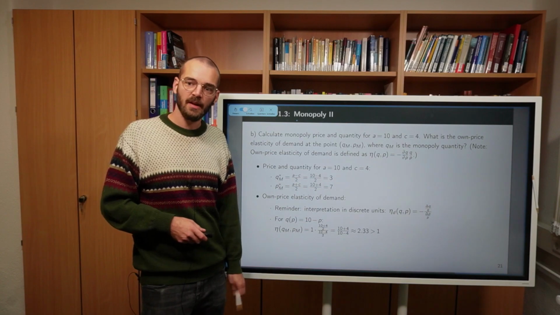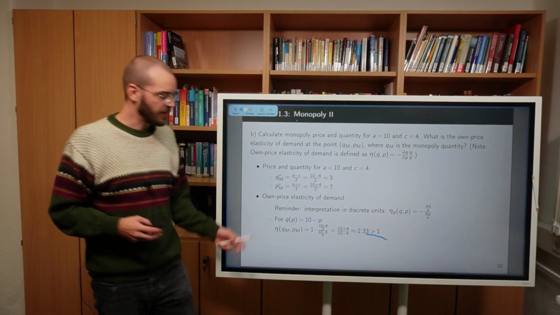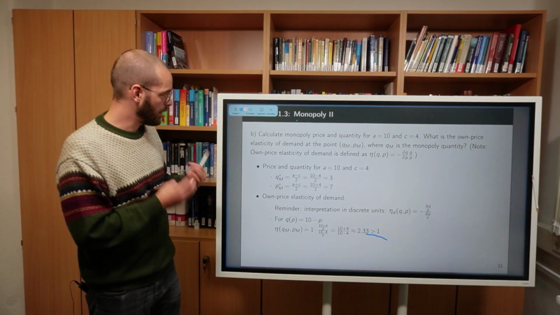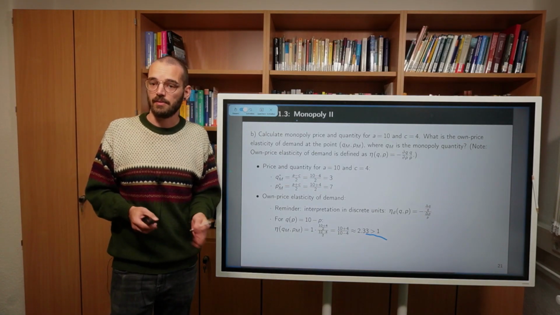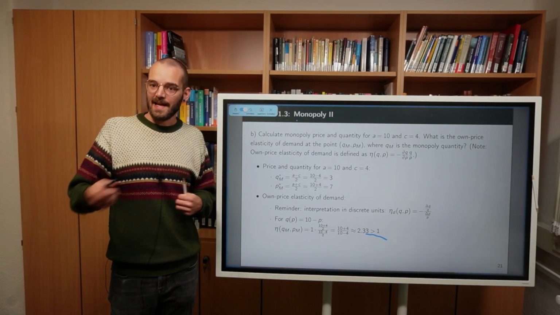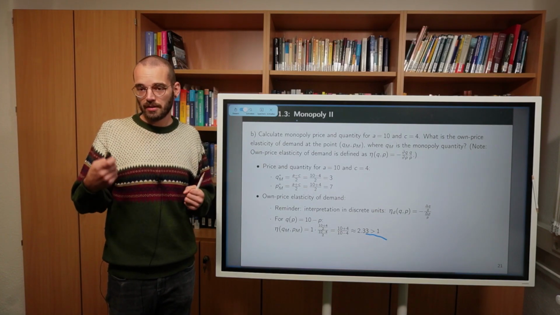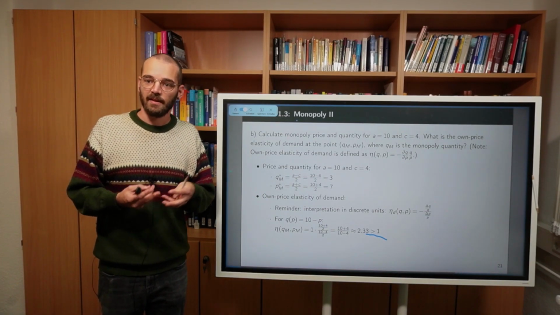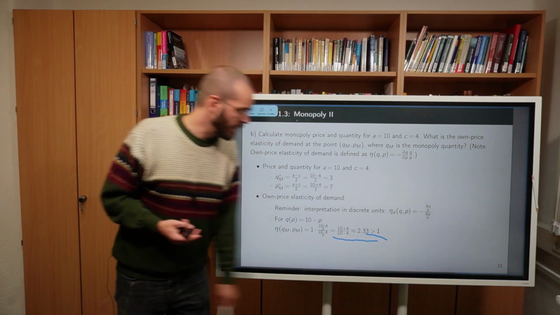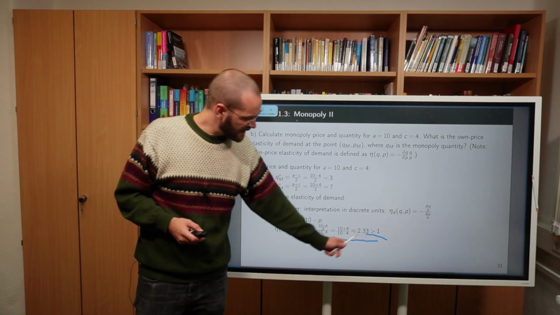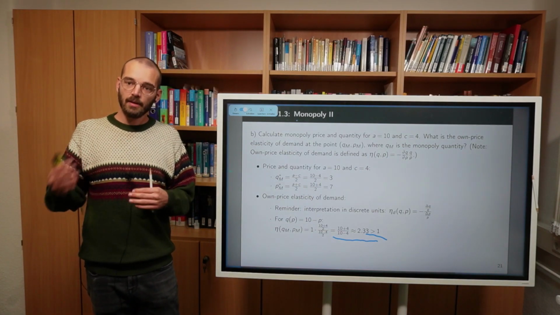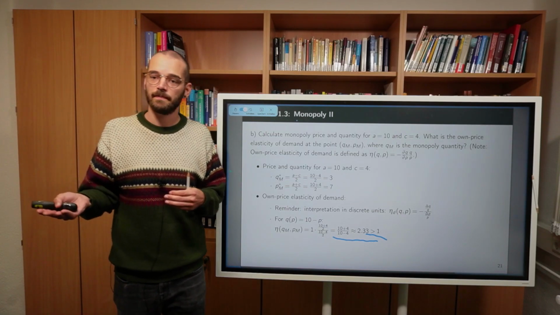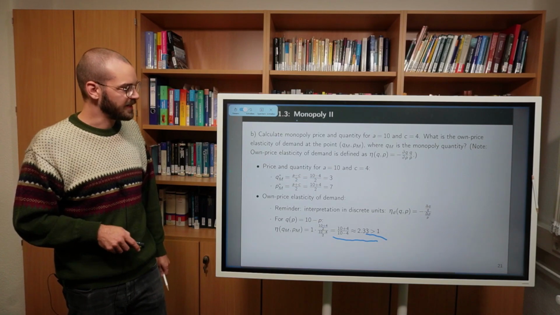Now, why are we stressing that this expression is larger than 1? This comes back to the previous exercise where we were looking at a situation where we said, well, demand is elastic, which implies that a change in price results in an overproportional change in quantity. And that is exactly what we see in this scenario as well. Because this own price elasticity is larger than 1, we know that a change in price will result in an overproportional change in quantity.